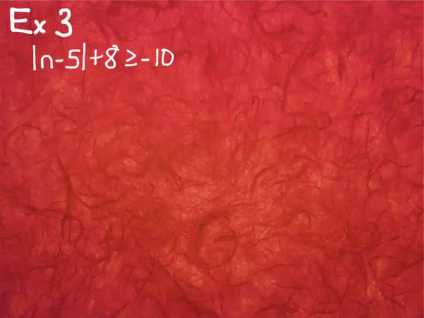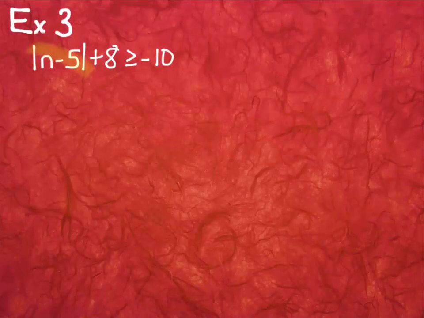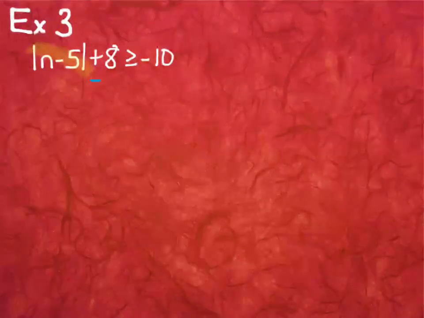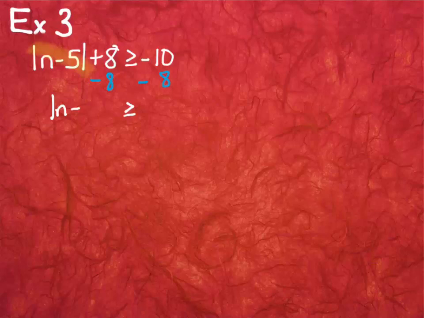Example 3. So this one, we now have things on the same side as our absolute value. So our first goal is to get rid of everything on that same side. So minus 8 from both sides. So absolute value of n minus 5 is greater than or equal to negative 18.